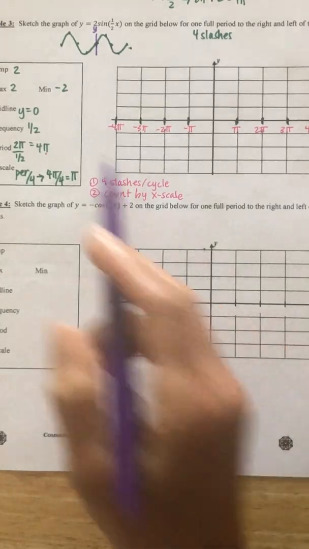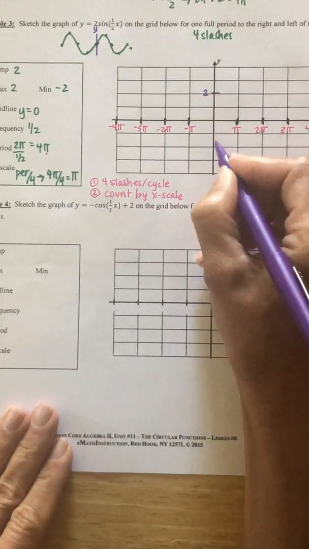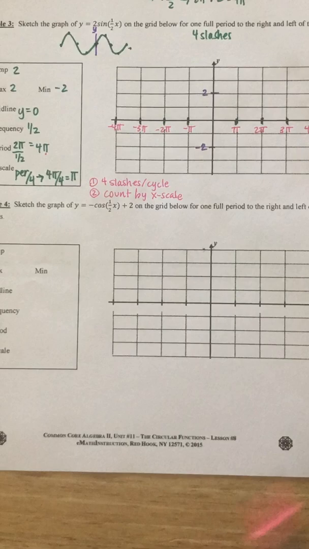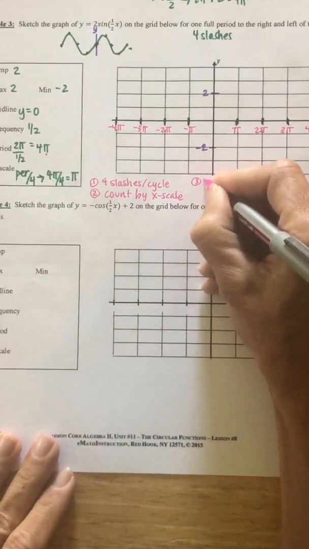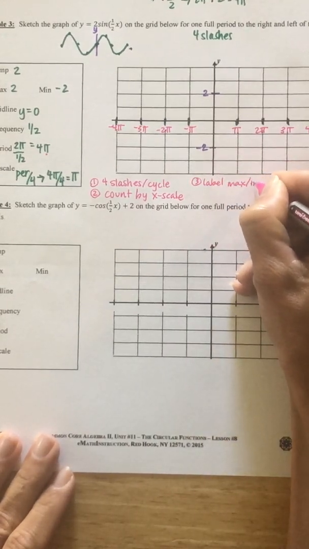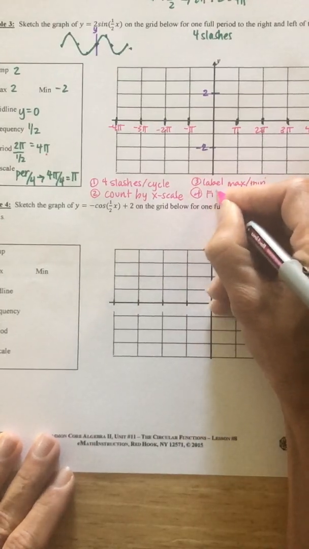We want to go, our max is 2, our min is negative 2. So I have a 2 here. I have a negative 2 here. So you count by the x scale. Step 3, you can label the max and min just to keep yourself focused. And now we're going to fit in the curve.